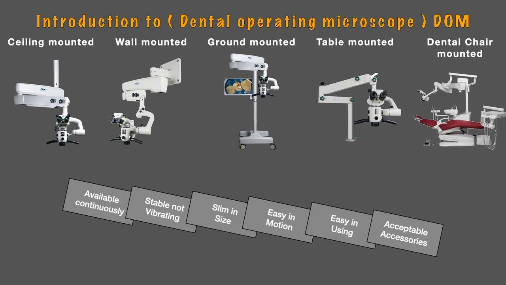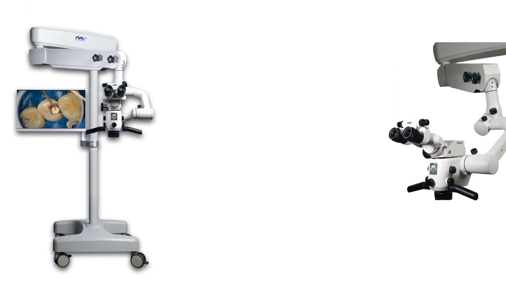So it should be available continuously, stable, not vibrating, slim in size, easy in motion, easy in use, and able to hold acceptable accessories. The accessories need connections, weight, and space. With the ceiling one, it's possible. So let me go to another important point, which we deal with directly on the microscope. What are the parts or components of the dental operating microscope?